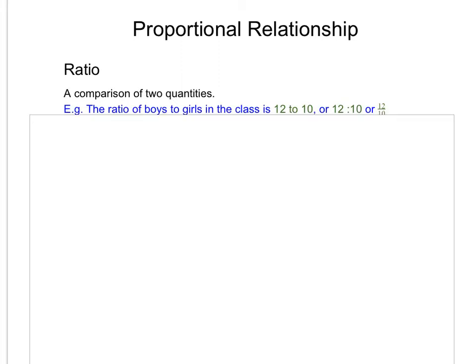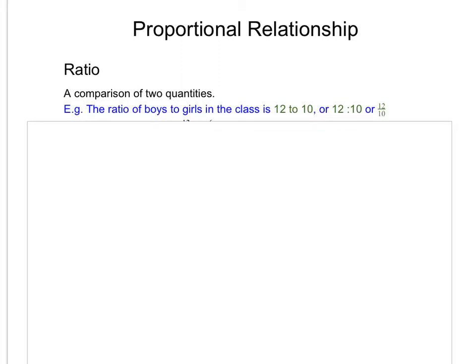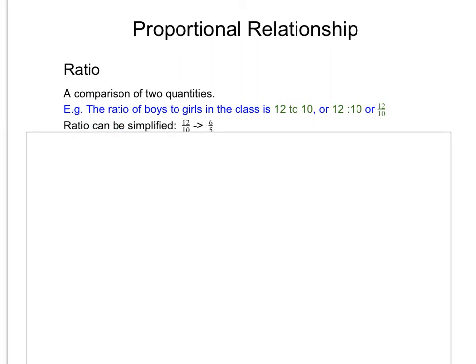So for example, let's say in my classroom, I have 12 boys and 10 girls. Then the ratio of boys to girls in my class is 12 to 10. And sometimes we use different notations to indicate the ratio. We can use colon or we can use a fraction. And a lot of times we simplify ratio, especially to its lowest term. So 12 to 10 is the same as 6 to 5. So 12 over 10 is the same as 6 over 5.